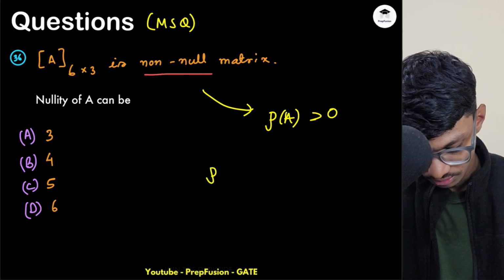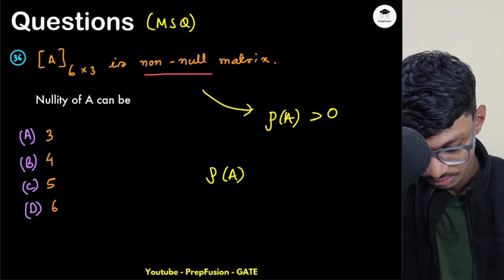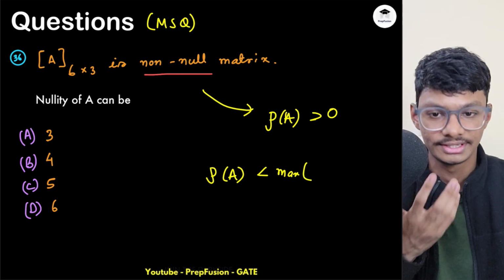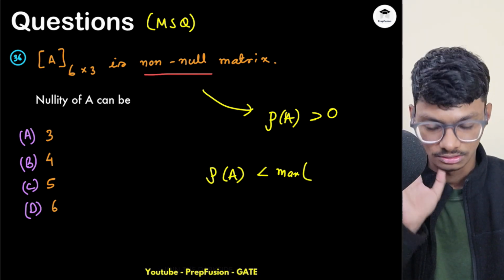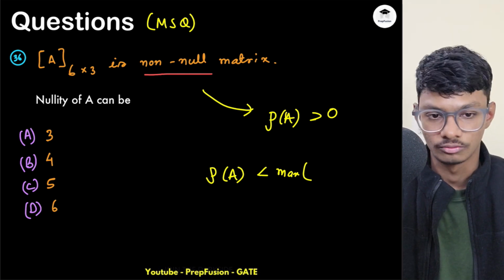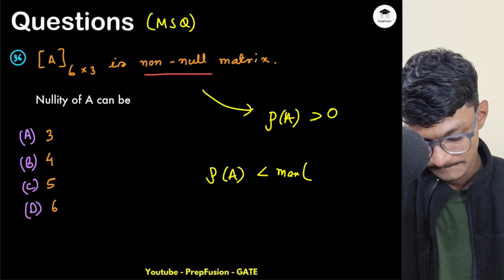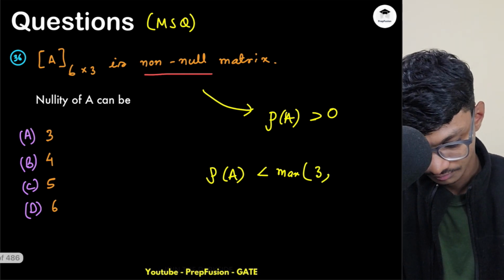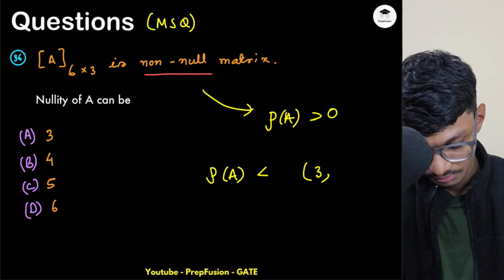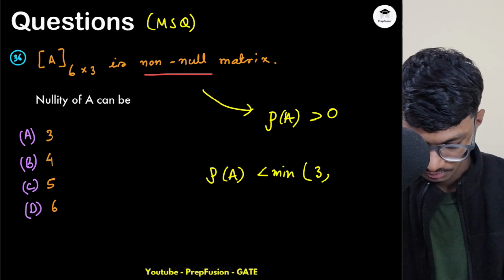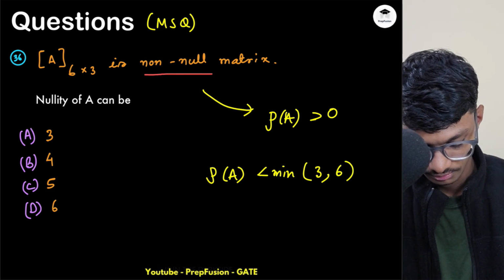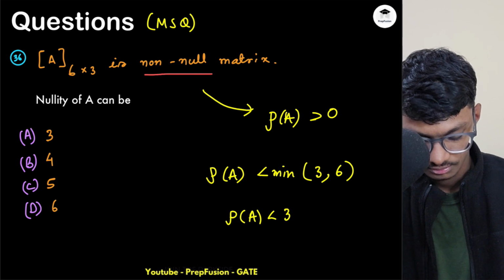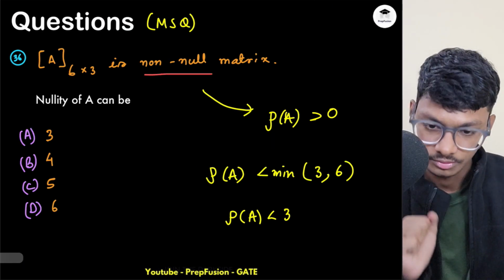So rank of A has to be less than the maximum of... obviously I won't be able to tell the exact values because I don't know the elements. So rank of A is, sorry, not maximum, minimum of 3, 6. So it is minimum of 3, 6.